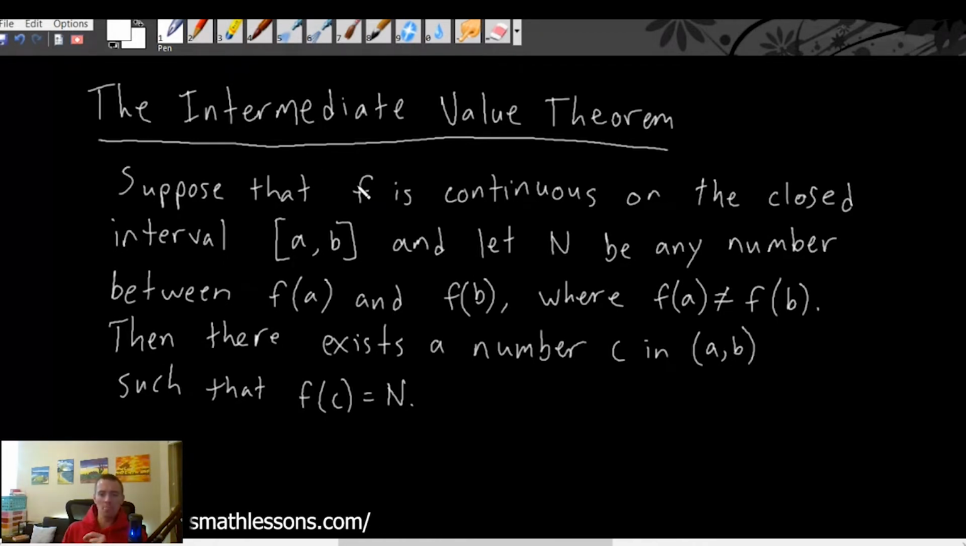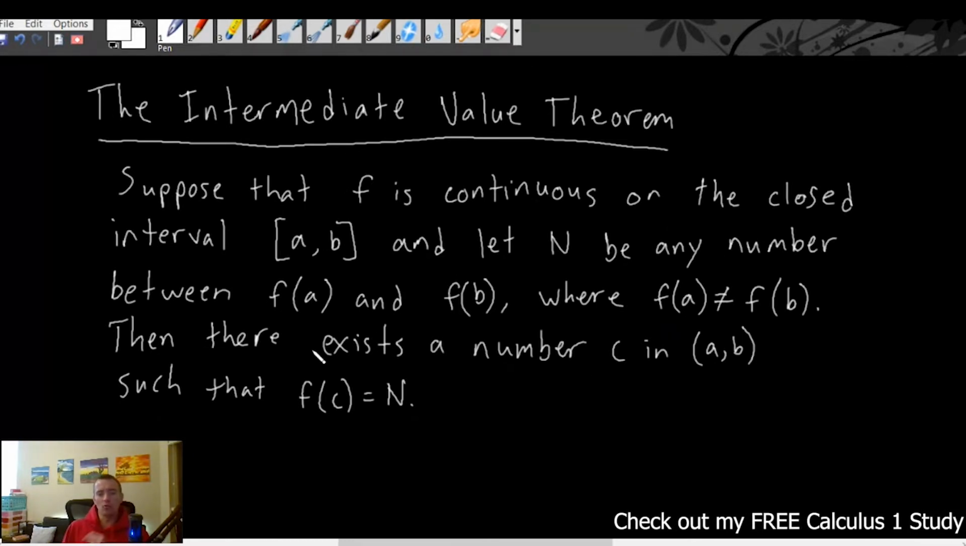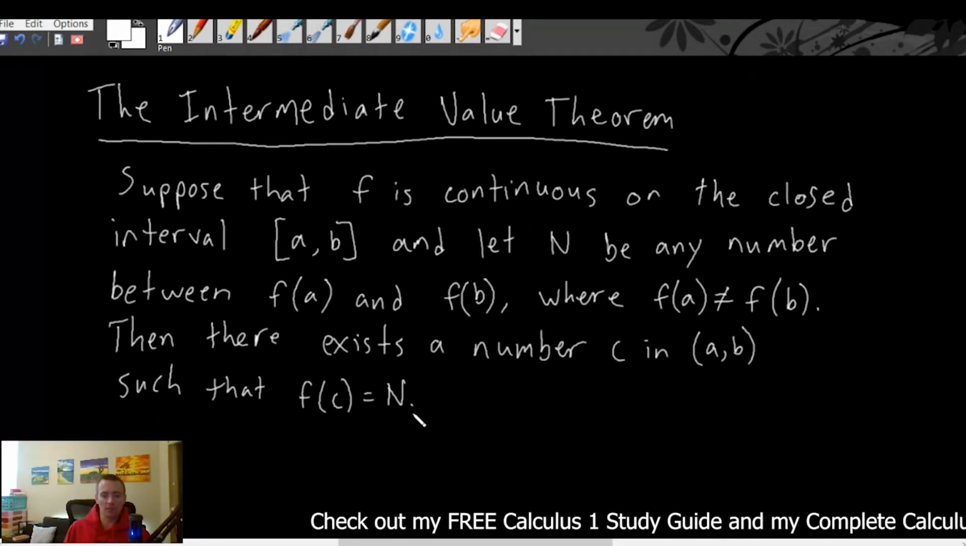function f, which is continuous on a closed interval from a to b, and we have some number n, which is any number between f of a and f of b. We need to make sure that f of a does not equal f of b for this to work. Then, based on knowing that this stuff is true, there must exist a number c in the open interval a to b such that f of c equals n.